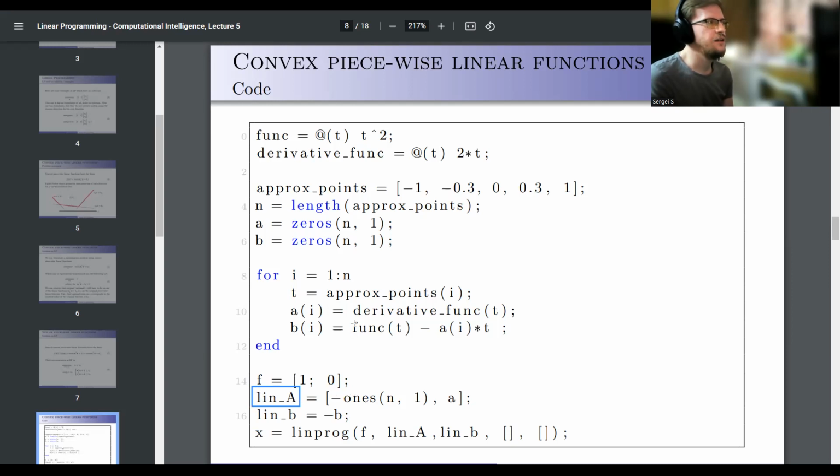Good. So the linear constraint is A x less than or equal to B. That is A, that is B in this expression. So A would be a vector of ones and A, and B would be minus B. And why this is so is to get the line. This is basically saying t is bigger or equal to Ax minus B.